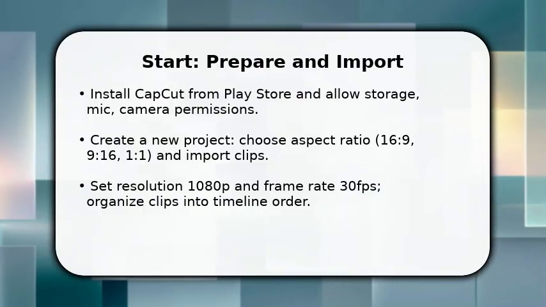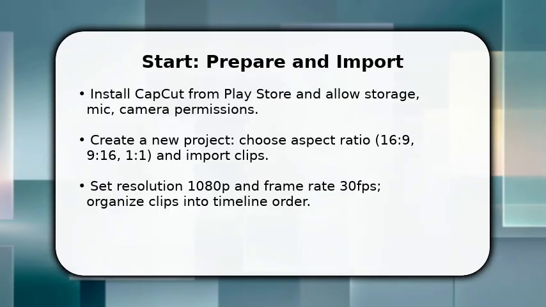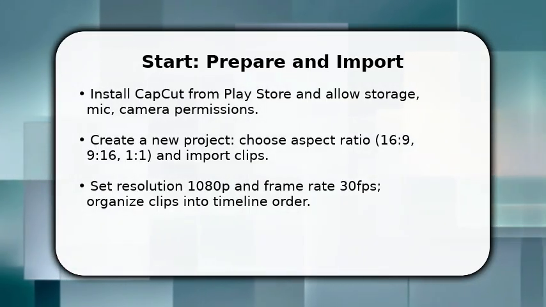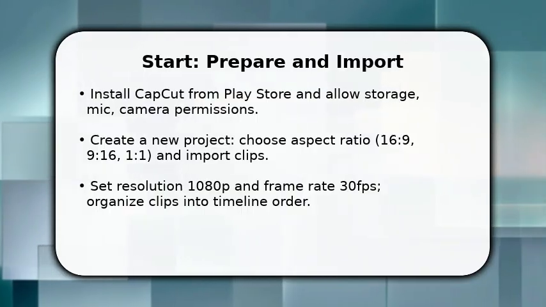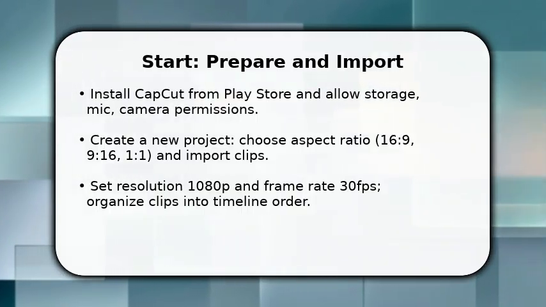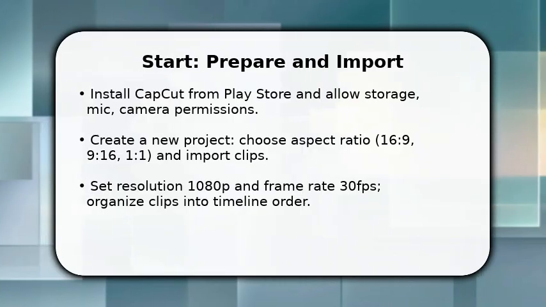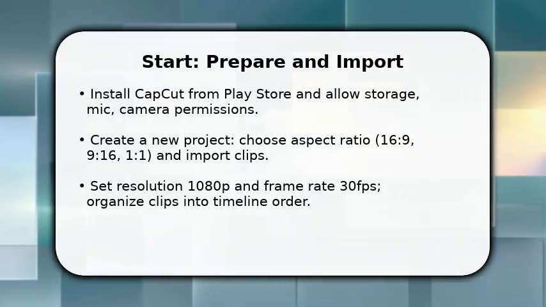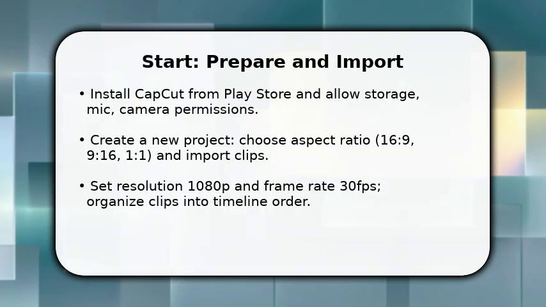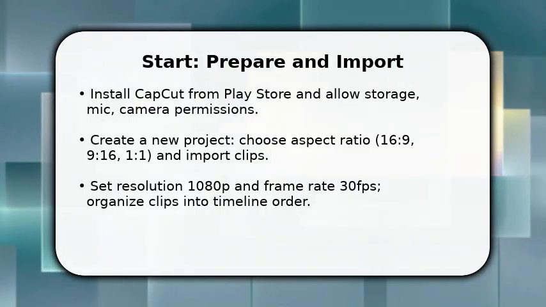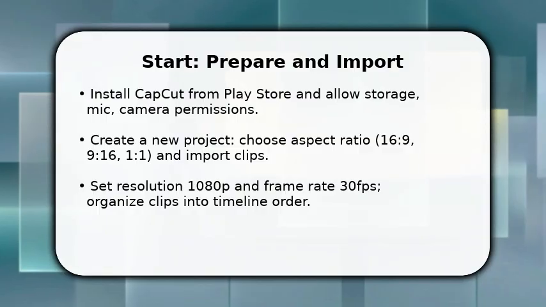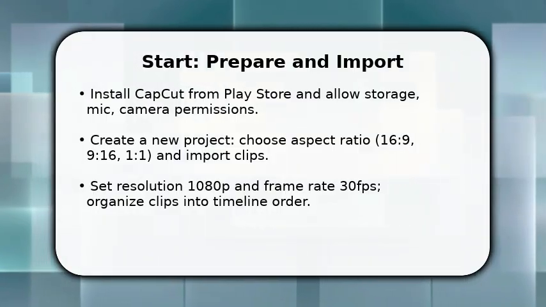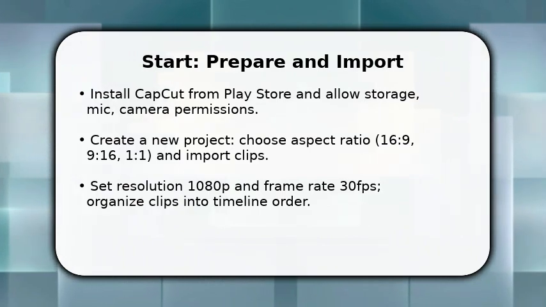You start by opening CapCut and granting permissions so the app can read media and record audio. This prevents later export issues. Next, tap New Project, pick an aspect ratio that matches your platform, and import your clips in the rough order you want. Once done, set project resolution to 1080p and frame rate to 30 FPS for smooth playback. This balances quality and file size. Make sure clips are labeled or grouped, so editing steps stay efficient as you proceed.